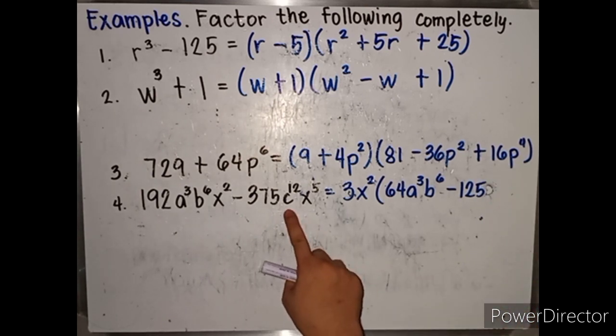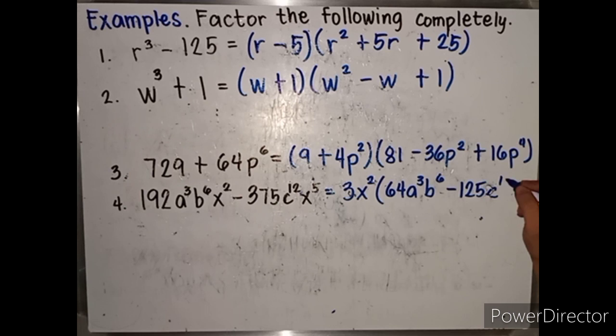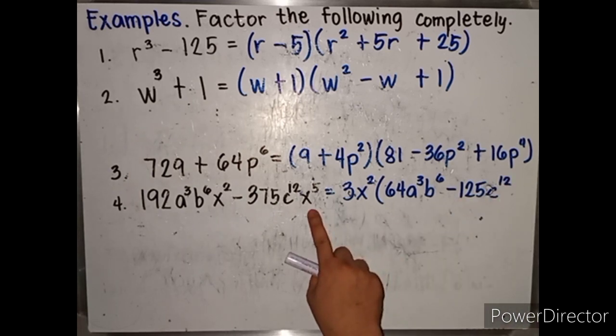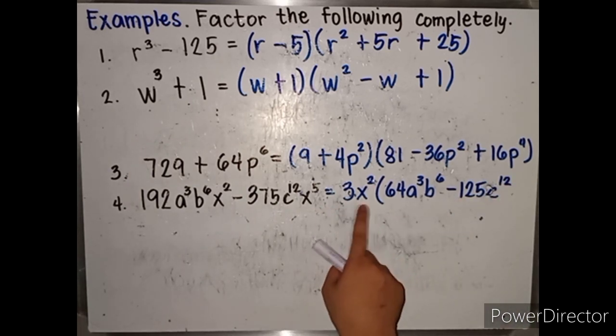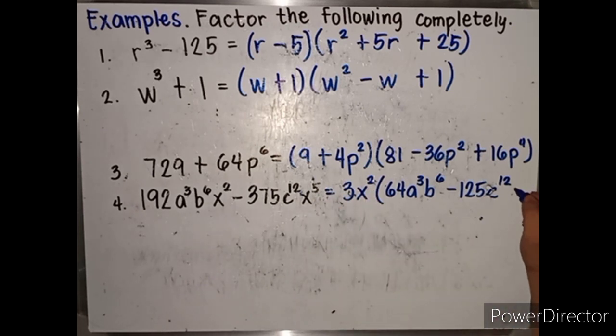C to the 12 will remain as C to the 12. X to the 5th, X cubed, or X squared: 5 minus 2, so that is 3. So, therefore, this is now X cubed.